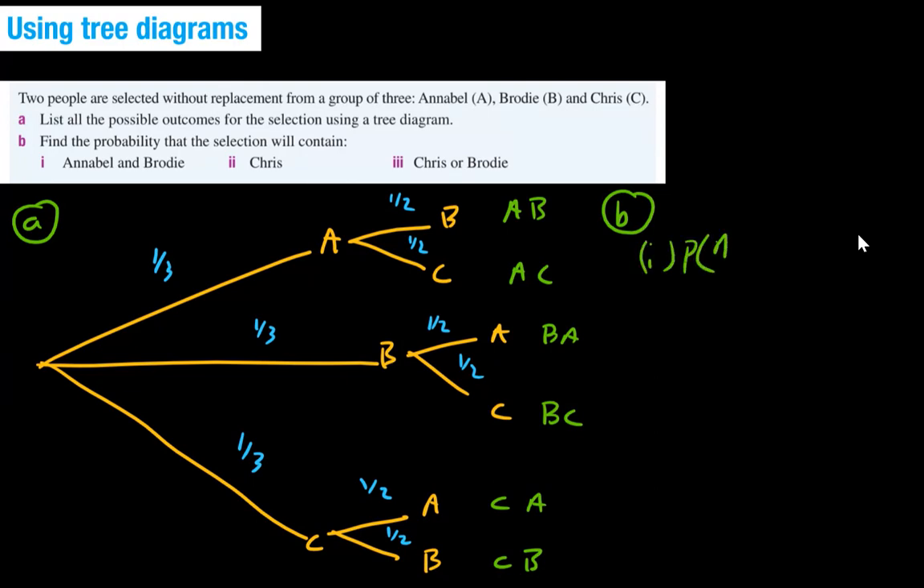B, find the probability of Annabelle and Brody. So there's 2 ways to do this, and I'm going to do the 2 ways. So the first way, I will be looking down here. I've got 1, 2, 3, 4, 5, 6 options. And I tick where I see Annabelle and Brody: Annabelle, Brody; Brody, Annabelle. So that is a third.